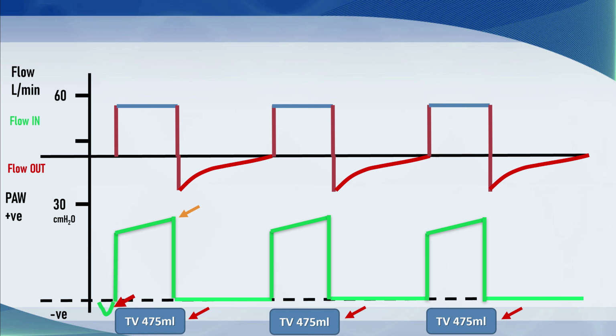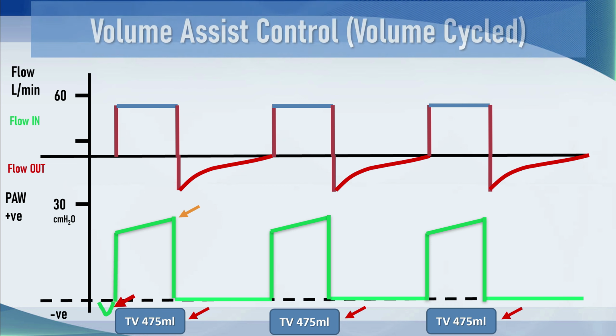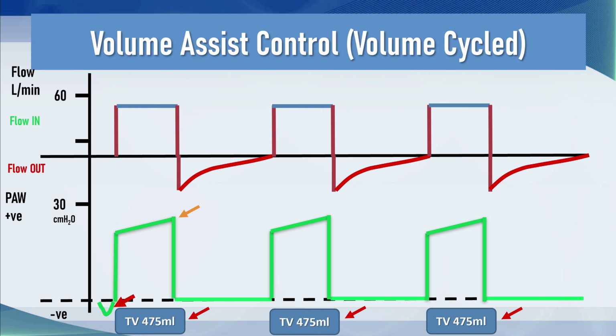And the breath that follows this one is identical to this breath, the first breath that we're looking at. So the first breath is an assisted breath, it's a volume-assisted breath. The second breath and the third breath, where there's no divots, are volume-controlled breaths. Importantly, looking at the tidal volumes, you can see that all of the tidal volumes are identical, whether the patient has volume assisted or volume controlled. Identical tidal volumes here at 475 mils. So this is a classic picture of volume assist control.